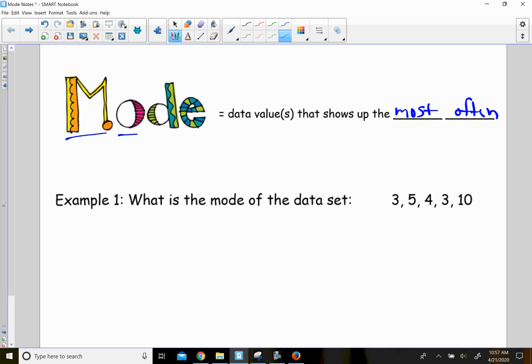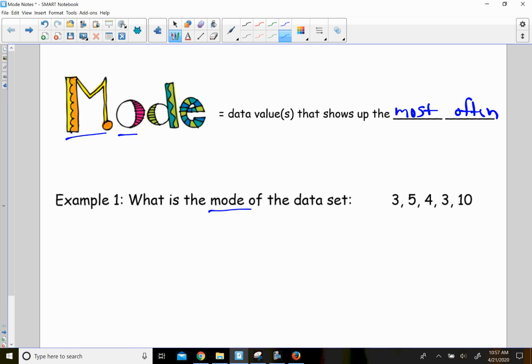Don't confuse it with most, the biggest number, but the most often occurring number. Which one do you see the most? So what is the mode of the data set? So which number do you see the most often? Now, you don't have to put these numbers in order like you do for median, but I think it helps a lot with counting how many times a number shows up.